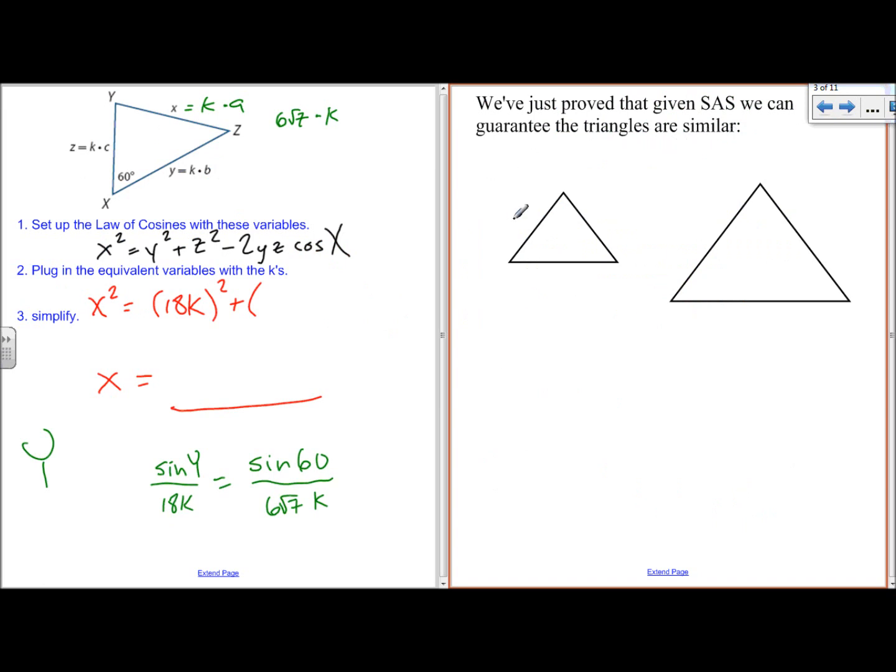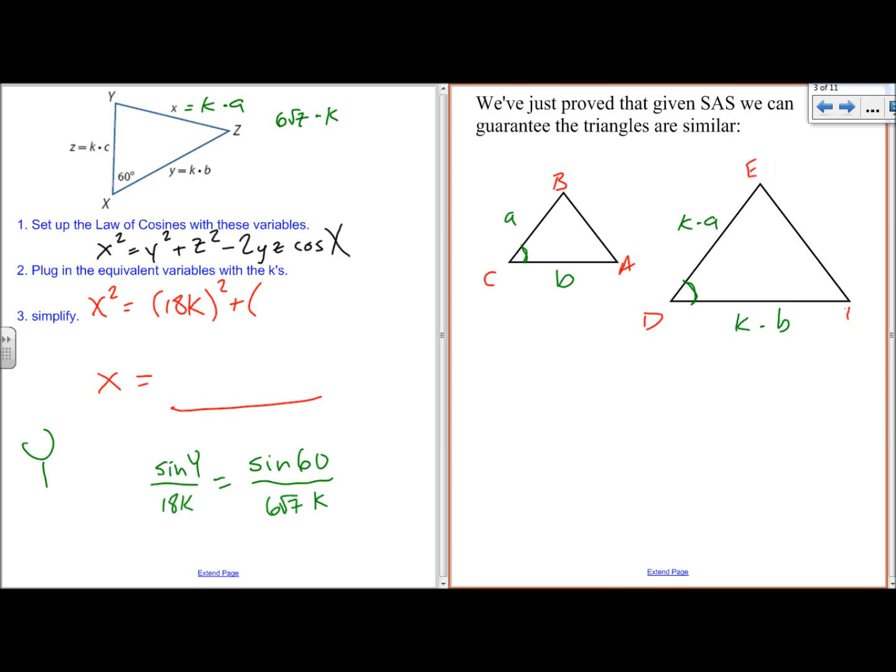So if I'm given two sides, let's say I'm given A and B, and the angle inside of them, it doesn't matter how big it is, but it's got to be in between the two sides. And I'm given another triangle that I find has the same scale factor, and then the angle in between them is the same, then these two triangles are actually similar. So maybe let's call this CBA, and we'll call this DEF.